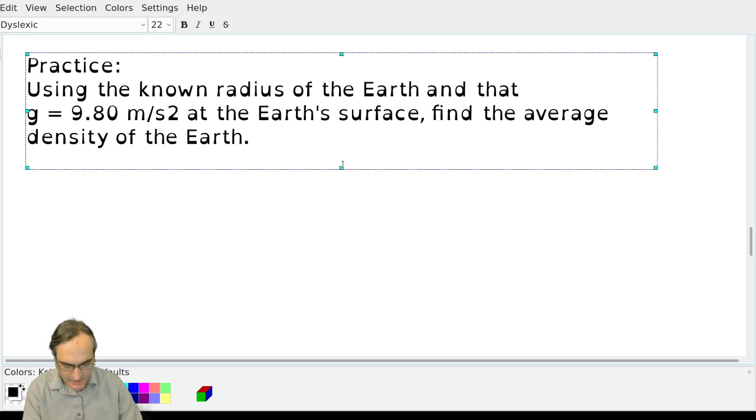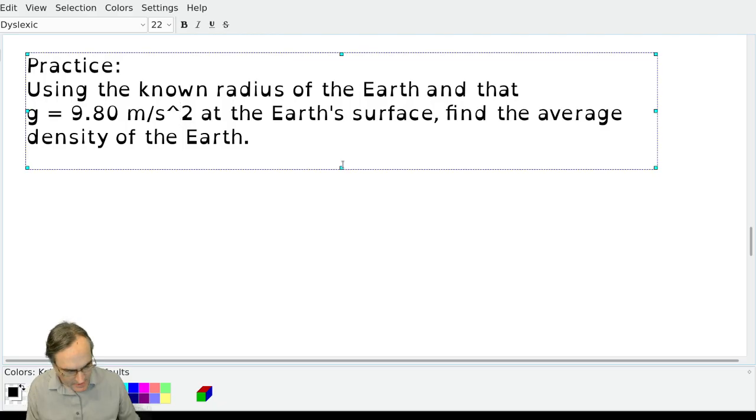Using the known radius of the Earth, namely that it is 6.37 times 10 to the 6 meters, or 6,370,000 meters, 6,370 kilometers if you happen to prefer kilometers. If you want it in miles, it's somewhere between 4,000 and 5,000. I'd actually need a calculator to check. It's 1.6 kilometers per mile if you want to do that for yourself, though. All right, we're going to try and figure out what the average density is of the Earth.